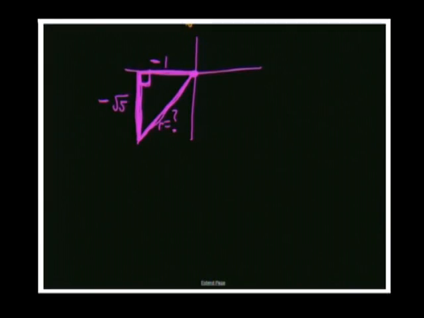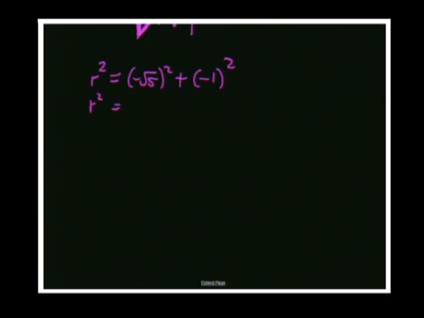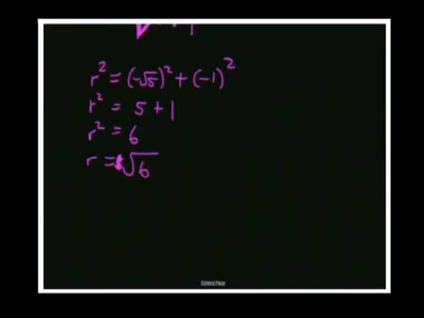And this is where Pythagoras comes in. If I want to get to the hypotenuse, or the radius in this case, I'll say radius squared is equal to minus square root 5 squared plus minus 1 squared. If I simplify that, I get 5 plus 1, which gives me 6, and my radius then is square root 6. Remember, if you take the square root in any equation, you normally get a plus minus there, but your radius can never be negative, so we don't put that in. I know that my radius will be positive, so we don't put the negative in there.